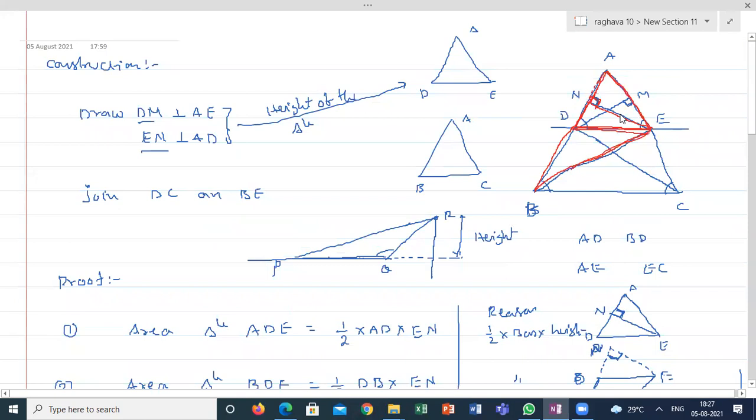These are the two different triangles with the common height. This is a common height for both the triangles. This is also a common height for both the triangles. This is the height for this triangle also. So using the areas concept, we can discuss this one. Is it clear, guys, what I'm saying?